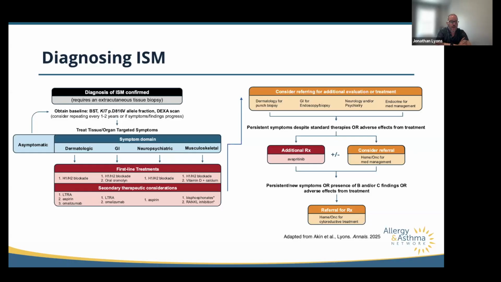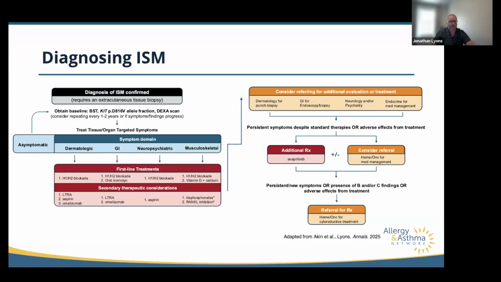So some patients with clonal mast cell disease are asymptomatic. Obviously, that chunk kind of goes away when we're talking about non-clonal disease because these patients would be symptomatic. And there's kind of 4 primary domains: dermatologic, gastrointestinal, neuropsychiatric, or musculoskeletal. And you can see the initial treatment approach is really histamine blockade, predominantly H1, although H2 can be added. When we talk about GI symptoms, oral cromolyn is often used, and it is effective and helpful in some patients. Certainly, patients with bone density issues, getting them on calcium and vitamin D supplements is important.